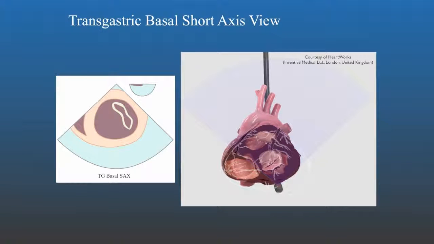Color Doppler can also be applied to identify the segments of the mitral valve involved in mitral regurgitation. A portion of the basal right ventricle and tricuspid valve are often also visible in this view.